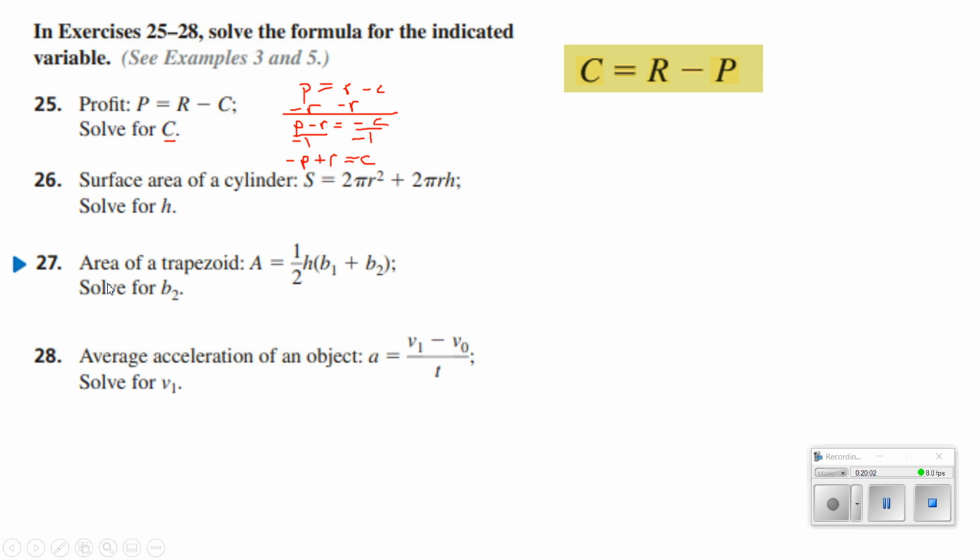All right, 26 is for you to do, 27 is mine. Now this time I'm trying to find out what B2 is, all right? We know that A equals 1/2 H times B1 plus B2. To do this, I'm going to go ahead and say, first of all, I can multiply by 2 on each side, right? Let me write this out so it's a little more legible.